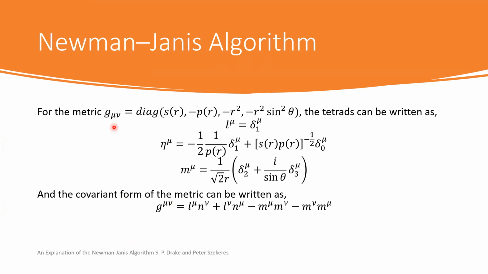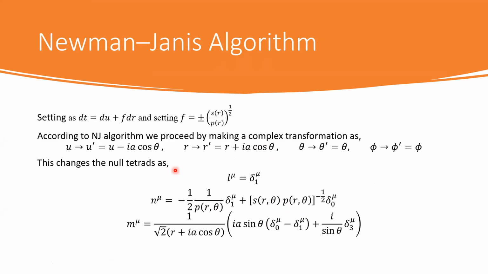First we take the metric in this form, and then we write the null tetrads. It is known that g_mu nu can be expressed in the form of null tetrads in this order, where the bar represents the complex conjugate of the elements. A detailed analysis of the Newman-Janis algorithm can be found in many sources. I prefer this source. You can check this source if you want.